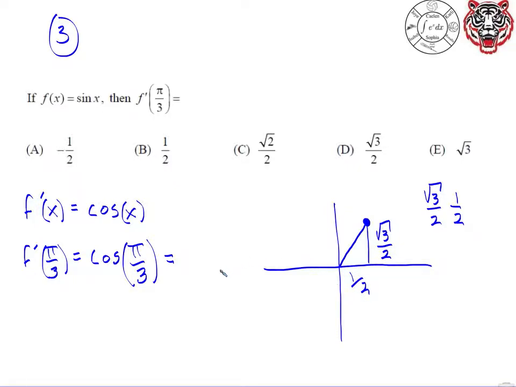Okay, so cosine is asking for the x coordinate or the y coordinate? The x. Yeah, this is equal to 1/2. Yes, we did it right. Woohoo. All right. Questions on number 3 before I move on?